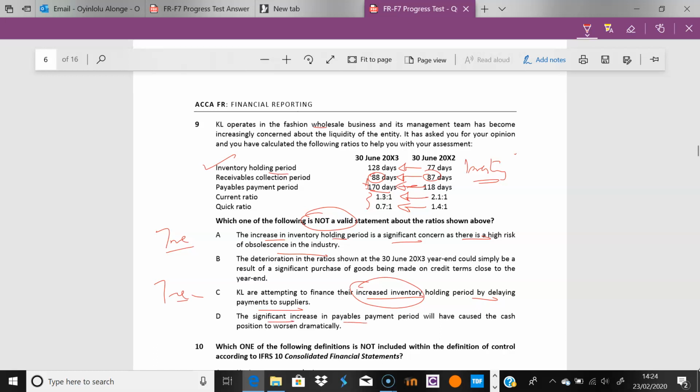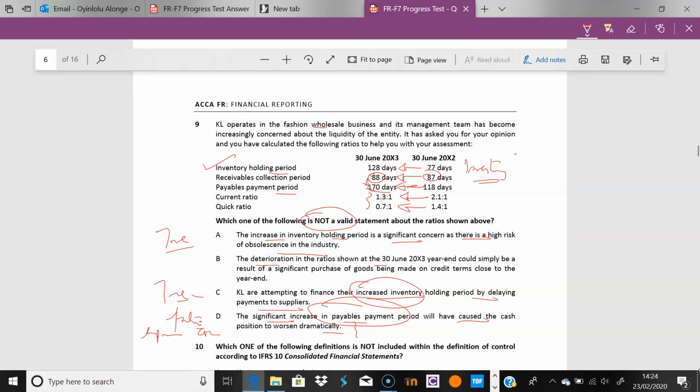Significant increase in payables will have caused the cash position to worsen dramatically. Well, if you're delaying payment, by default, this means you should have more cash. So actually, it doesn't worsen by delaying payment. You are actually improving the cash position. So here, this is false. So let me come back here.